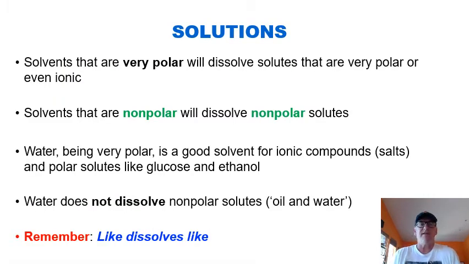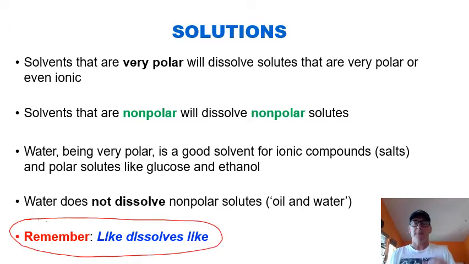So solvents that are really polar will dissolve solutes that are also really polar or even ionic. And that boils down to the thing we should remember: like dissolves like, or solvents dissolve like solutes. So if you have two very polar substances, let's say water and salt, NaCl, salt is super polar. It's so polar it's ionic. And so salt will dissolve in water.